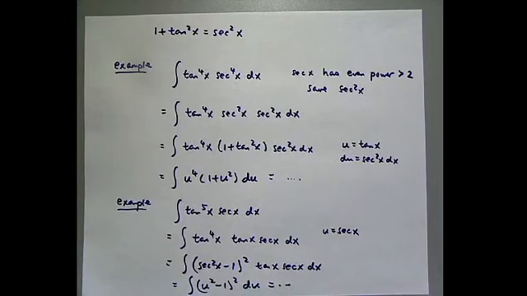Okay, so you see, it's like a sine and cosine case. Think about which one should be u and what do you need to save. And then you use whatever identity you can find.